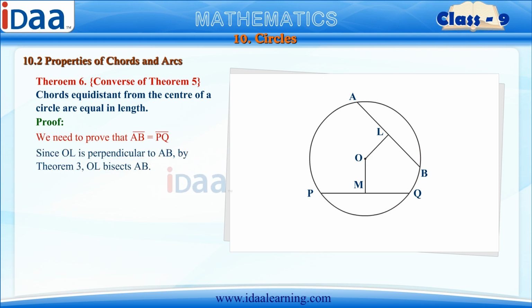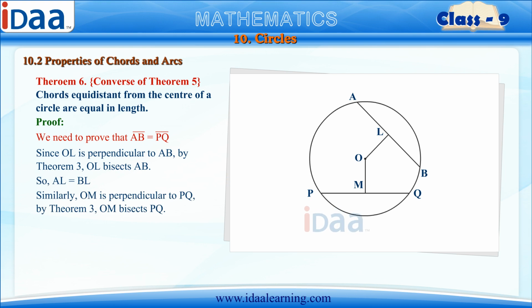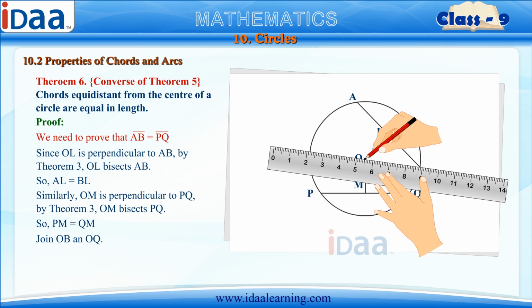Since OL is perpendicular to AB, by Theorem 3, OL bisects AB. So, AL is equal to BL. Similarly, OM is perpendicular to PQ, so by Theorem 3, OM bisects PQ. So, PM is equal to QM. Join OB and OQ.